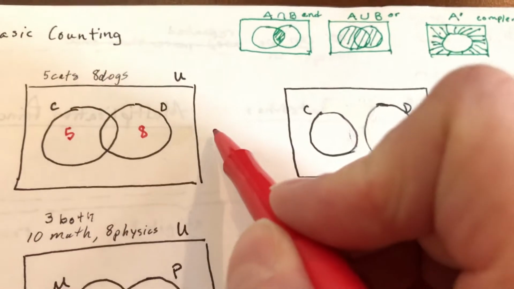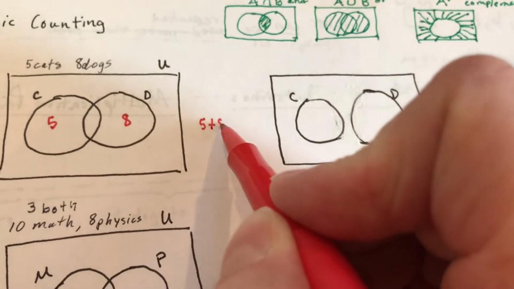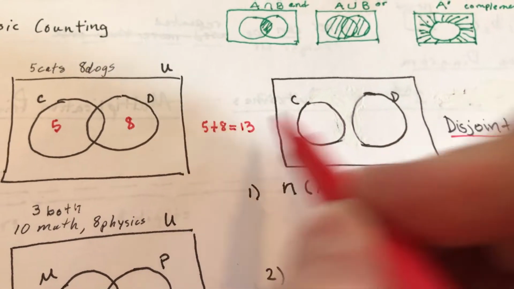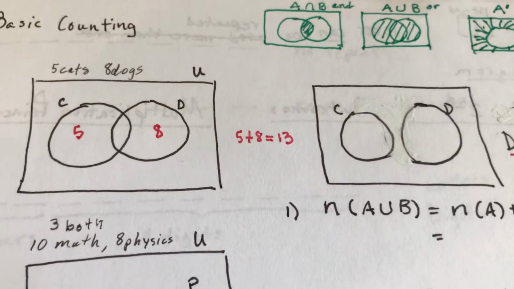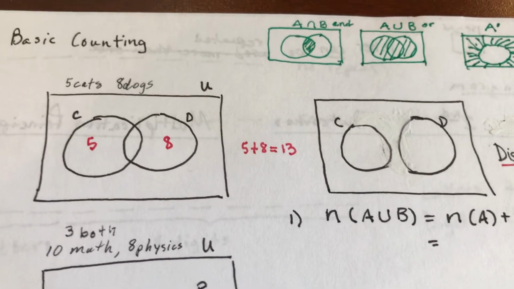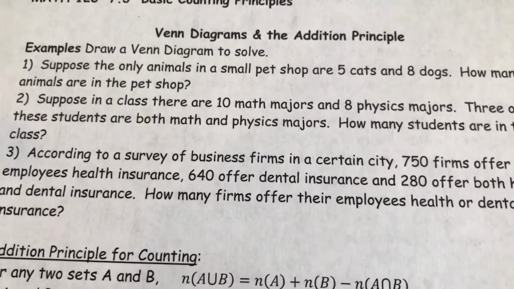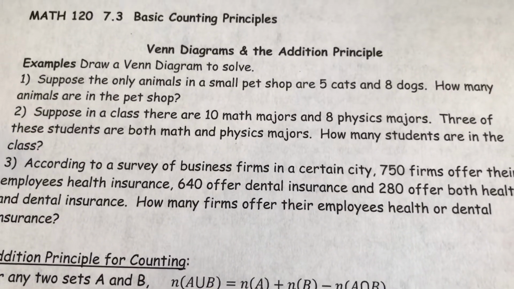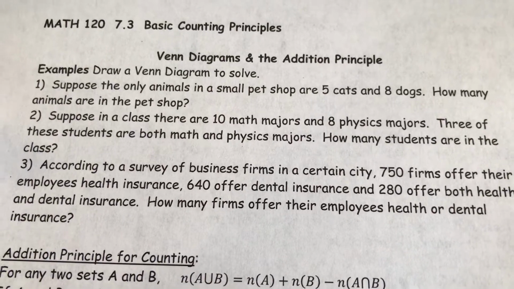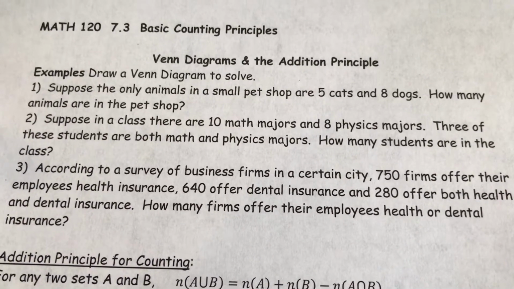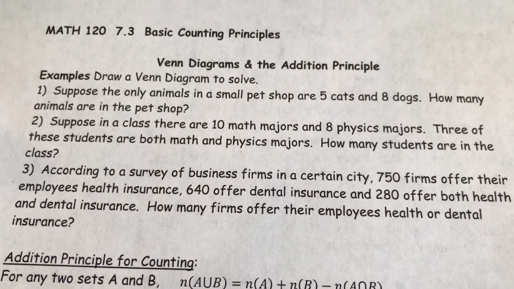Now, we're supposed to say how many are in there. All you have to do is take 5 plus 8 and get 13, and see that there are 13 pets in this pet shop. Now, looking at number 2, it says, suppose in a class there are 10 math majors and 8 physics majors. 3 of these students are both math and physics majors. How many students are in the class?